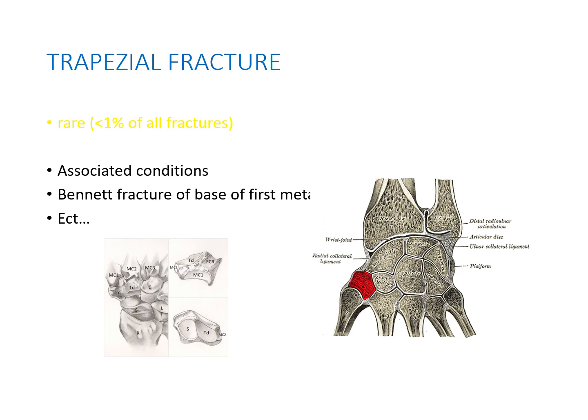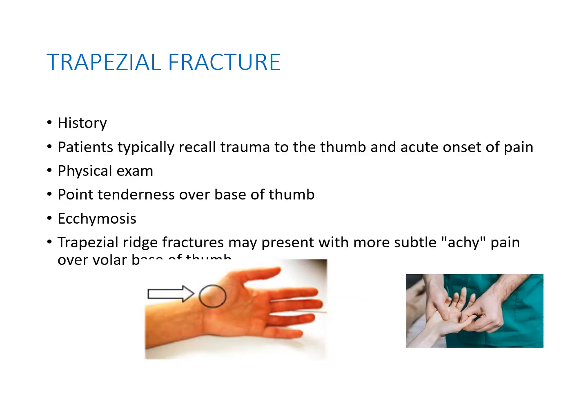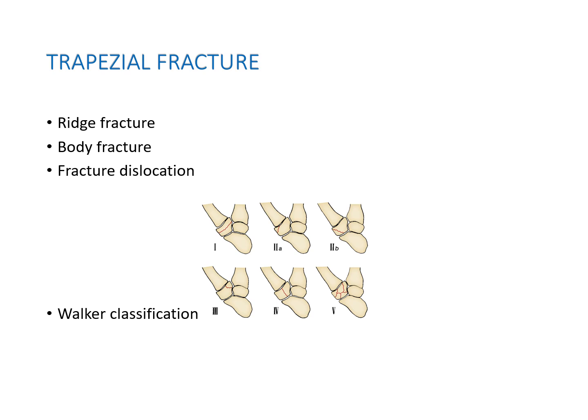Trapezial fractures are very rare, and most of the time they are associated with Bennett fractures or distal radius fractures. The patient presents with trauma to the thumb, and we can look for point tenderness at the base of the thumb if there is a suspected body fracture, and there can be point tenderness over the base of the thenar eminence if there is a trapezial ridge fracture. So trapezial fractures can be ridge fractures, body fractures, or fracture dislocations.